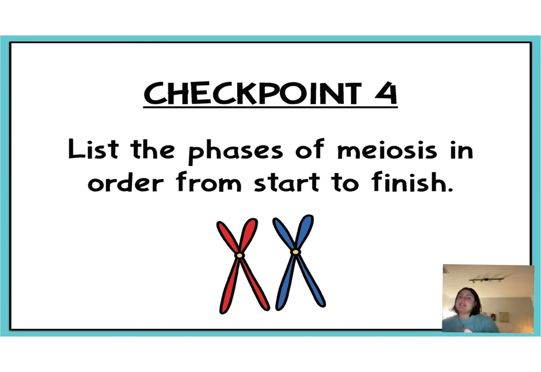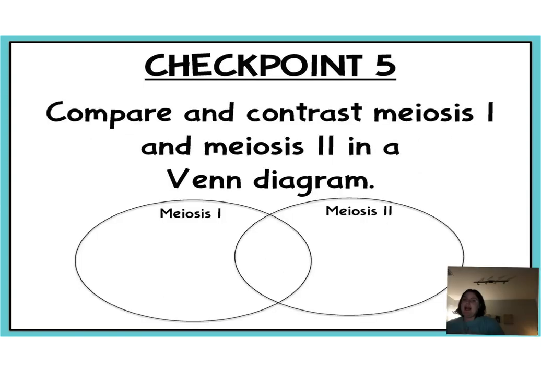Checkpoint four, I want you to list the phases of meiosis in order from start to finish, including meiosis one and meiosis two. List them all in order. And then lastly, you're going to compare and contrast meiosis one and meiosis two in a Venn diagram. Just like always, we have meiosis one in the first bubble, then we've got meiosis two in the second bubble, and in the middle will be things that they have in common for both. So on your paper, go ahead and compare and contrast meiosis one and meiosis two.